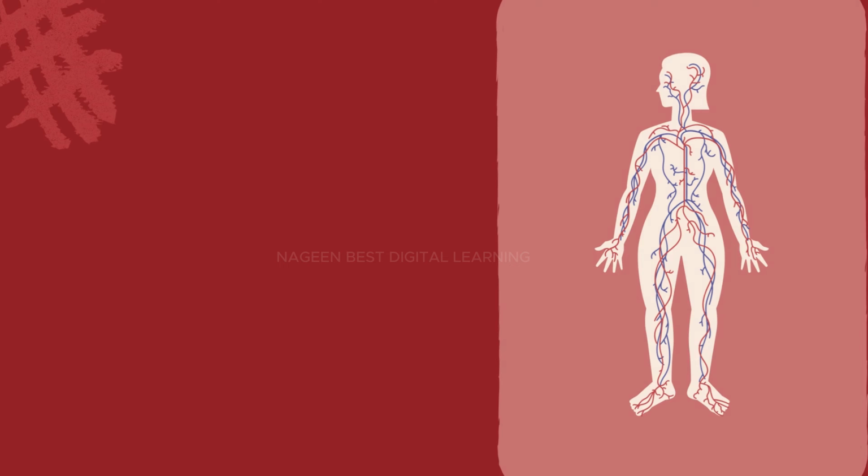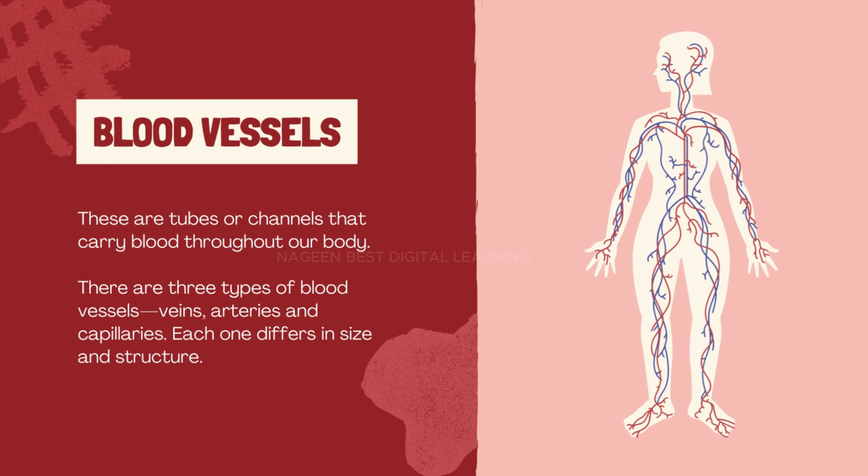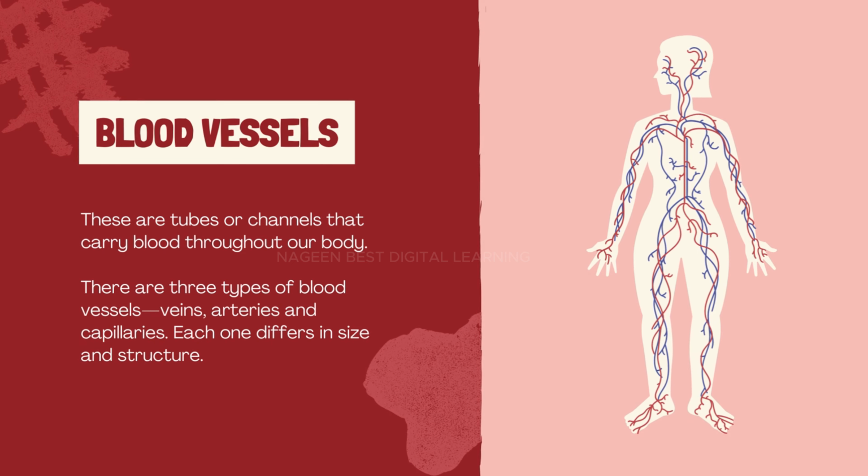Blood vessels. These are tubes or channels that carry blood throughout our body. There are 3 types of blood vessels: veins, arteries, and capillaries. Each one differs in size and structure.